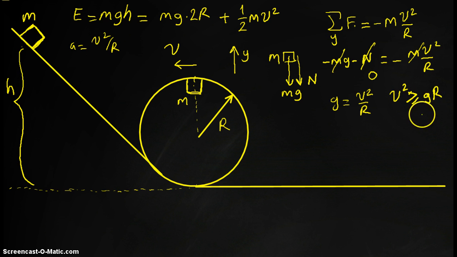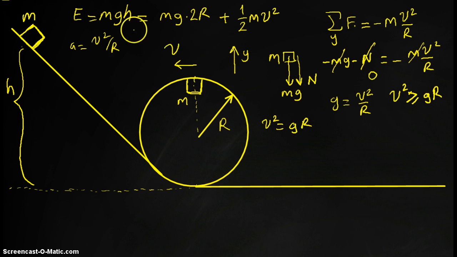Okay, if it's equal to g times r, then the contact force between the object and the circular track is equal to 0. It is barely touching, that means. So for the minimum h, we should have this equality, then v squared is equal to g times r.